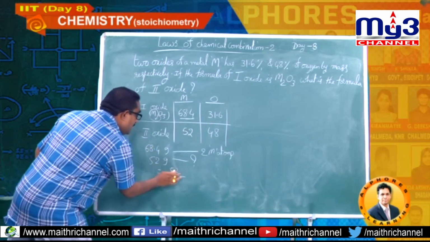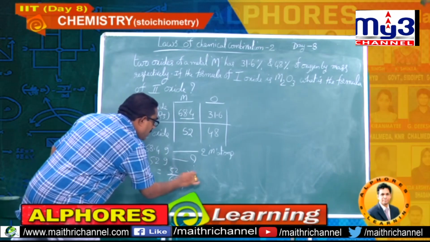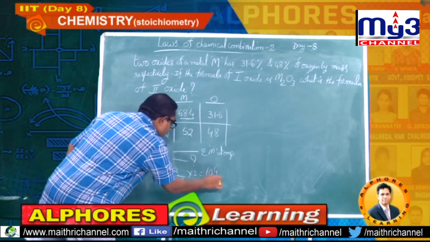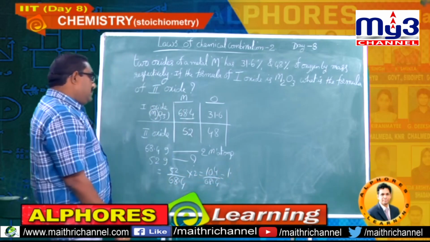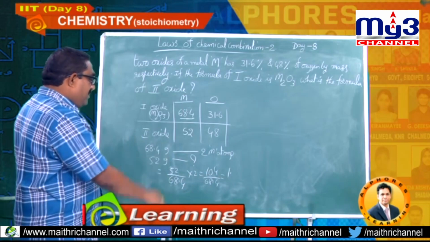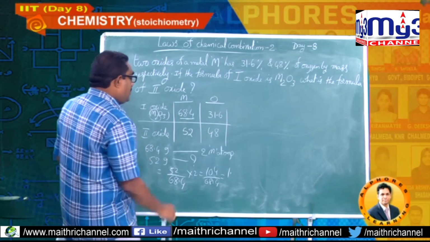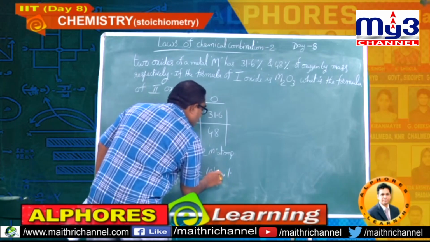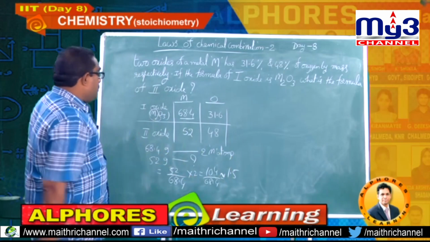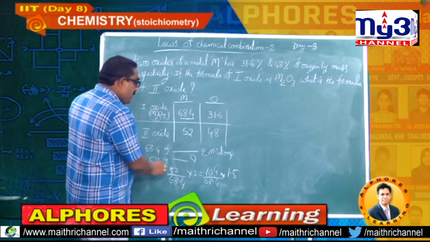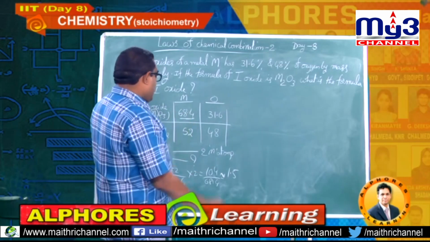52 by 68.4 into 2, that is 104 divided by 68.4, approximately 1.5 you will get, students. You keep it. So this mass of M corresponds to how many atoms? 1.5 atoms of M. Leave it.